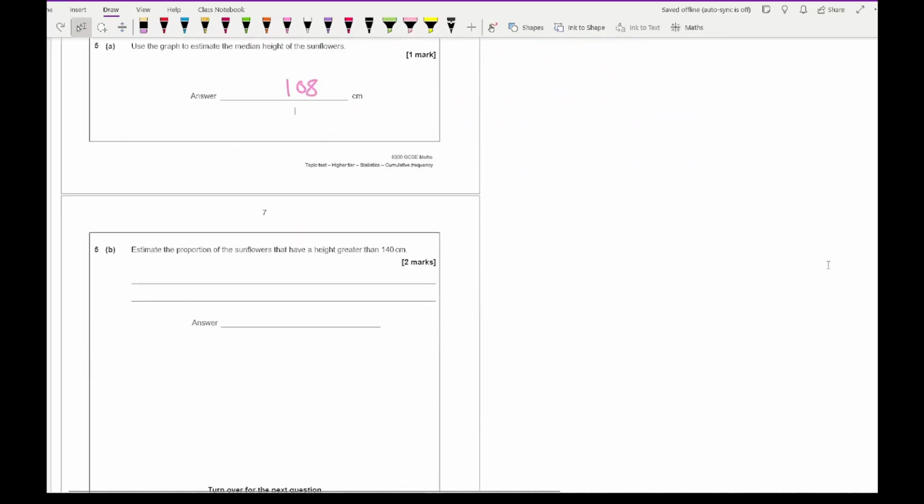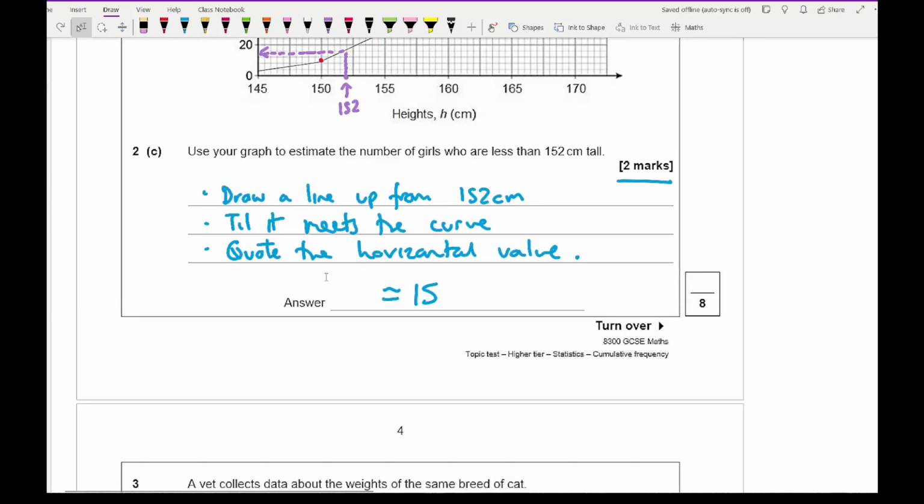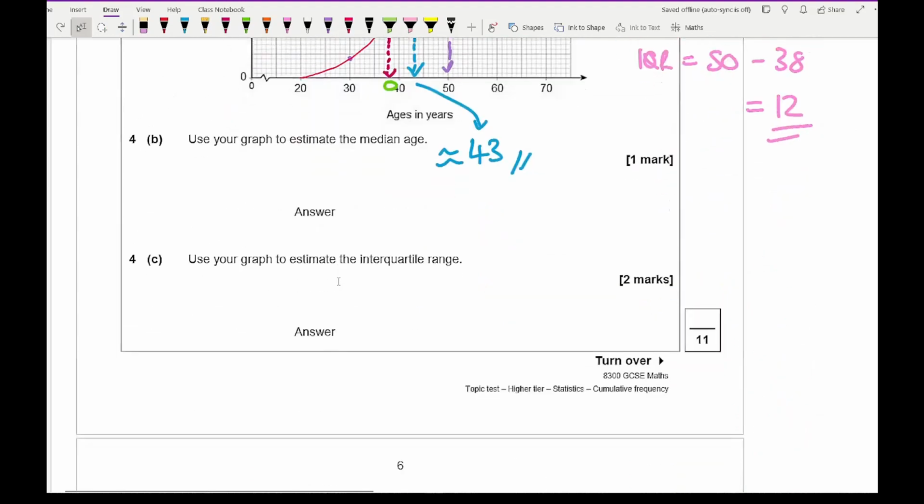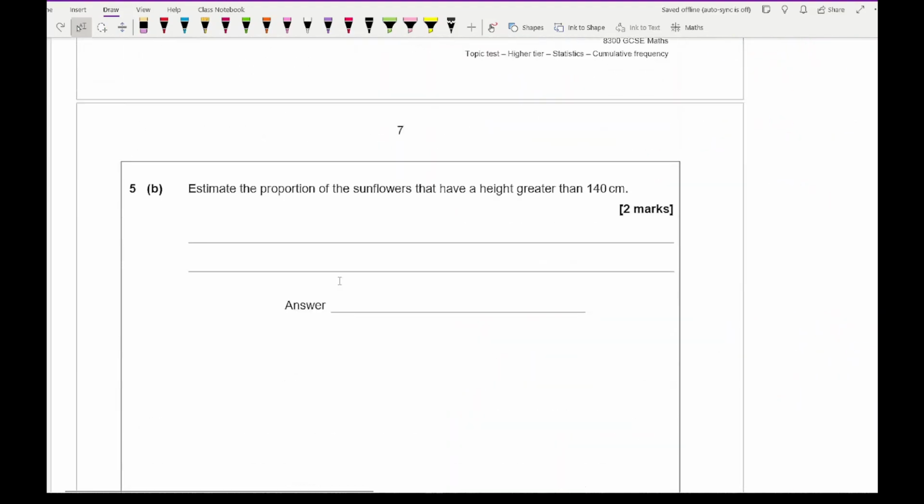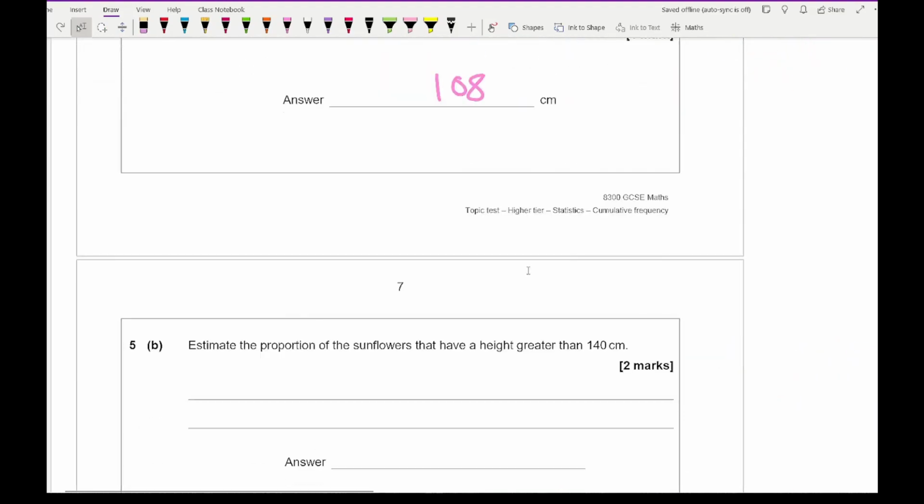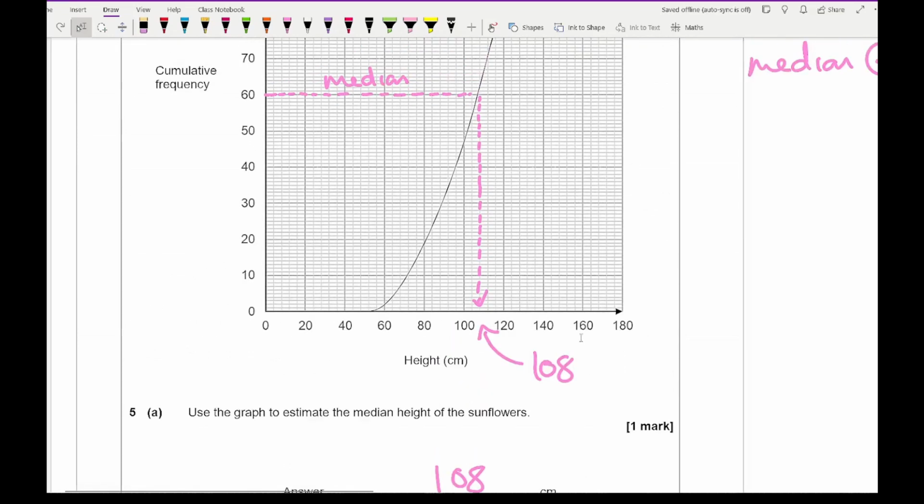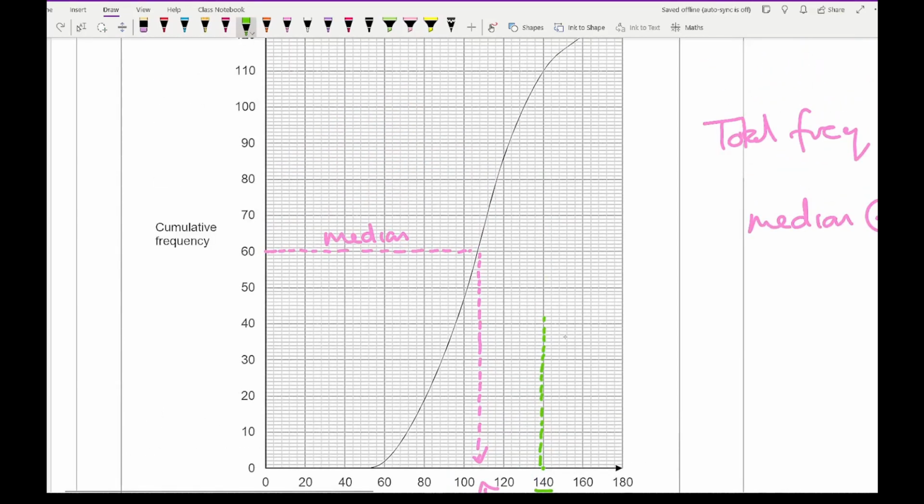Then moving on to B, it says estimate the proportion of sunflowers that have a height greater than, and let me just go back to that number there, greater than 140. So I need to find 140 on the horizontal axis. So here's 140. I then need to project upwards. Again, use a straight edge and draw your line, even though it seems like a line's already been drawn for you because you're using the grid. Again, that should be straight.